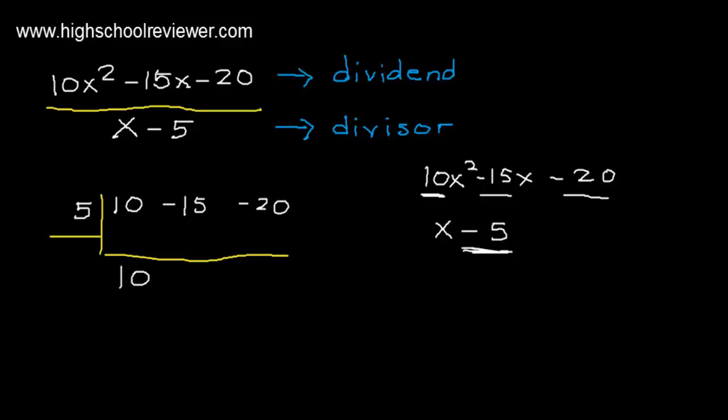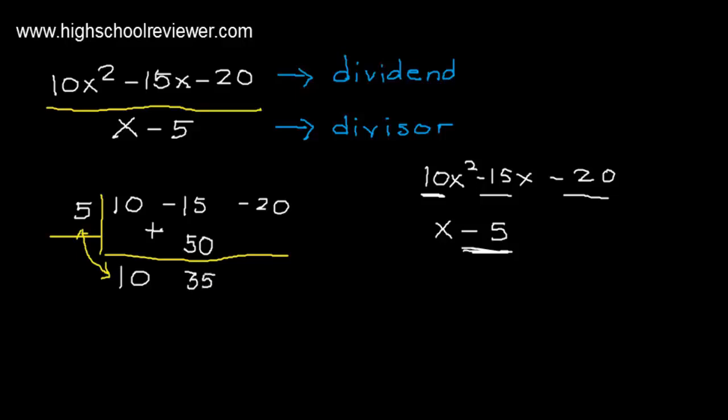And multiply 5 and positive 10. 5 times 10 is positive 50. Put positive 50 here on the second column. And then perform addition. Negative 15 plus positive 50 is equal to positive 35.